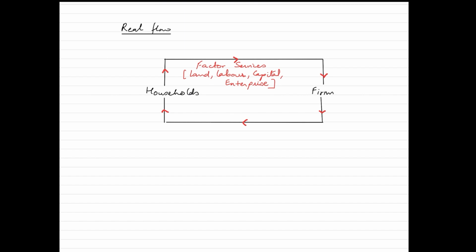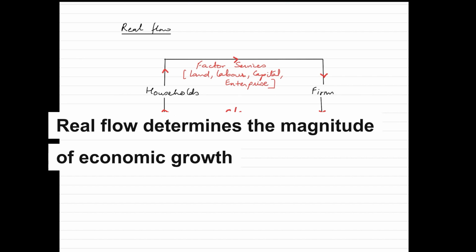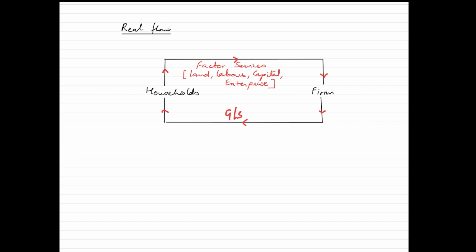So, real flow is a flow that will lead to movement of factor services from households to firms. What are the different factor services? Basically, all the four factors of production. We have land, labor, capital, and entrepreneurship. The second flow that emanates from the firms is the flow of goods and services from the firms to the households. So, this is a flow which deals with movement of goods and services from the firms to the households. This is the flow that would determine the magnitude of growth that occurs in an economy.